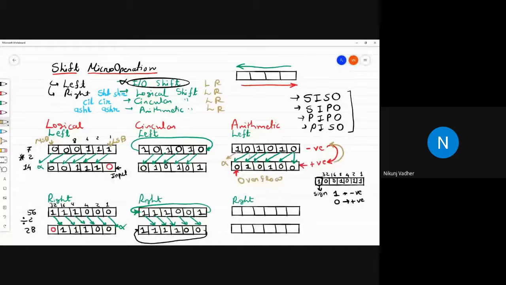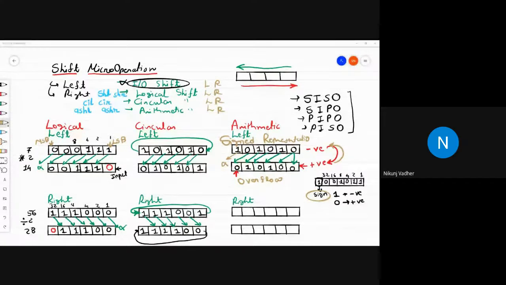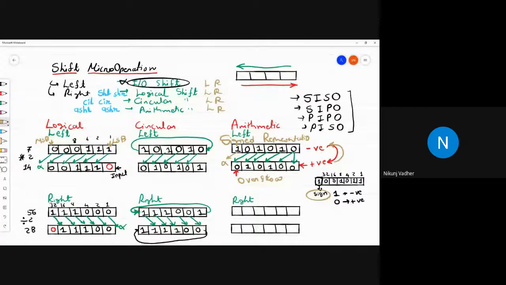I already told you that this is the signed number representation, where the most significant bit will represent the sign. So in this lecture, we will keep up to this. In the next lecture, we will be discussing arithmetic shift right, and we will discuss the arithmetic circuit and arithmetic logic shift unit. And with that we will finish this unit.